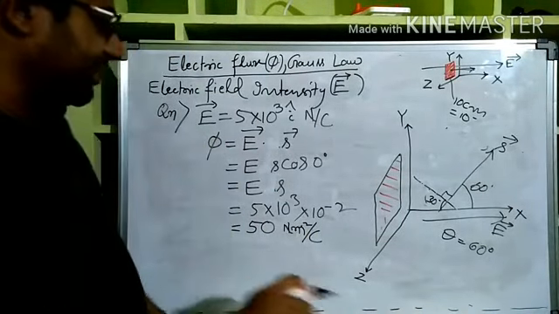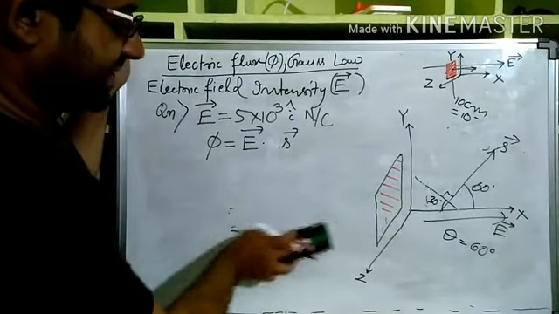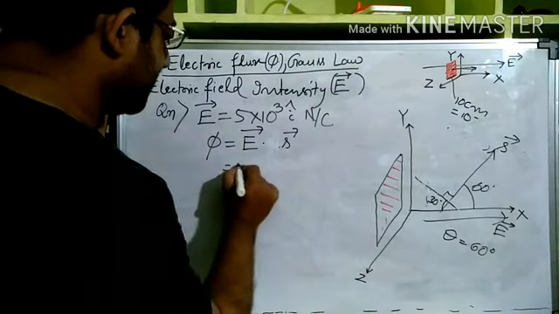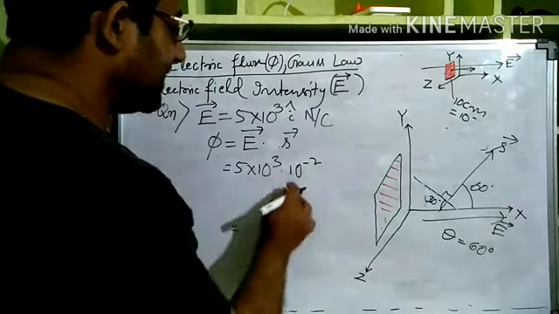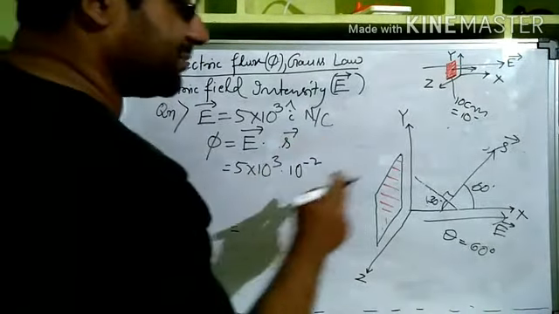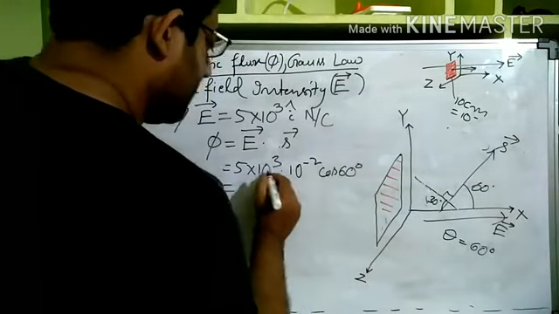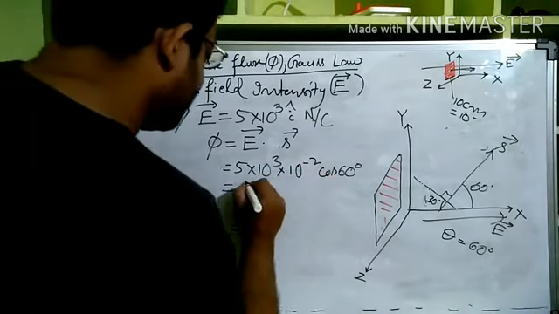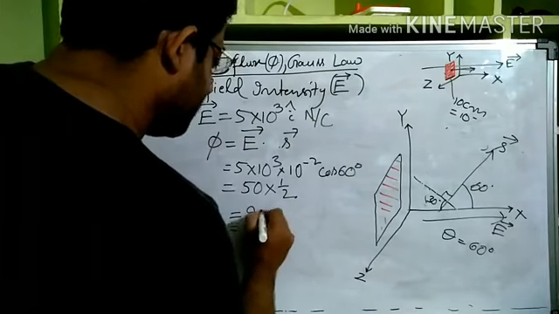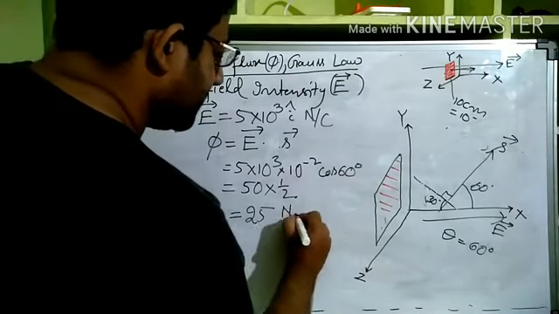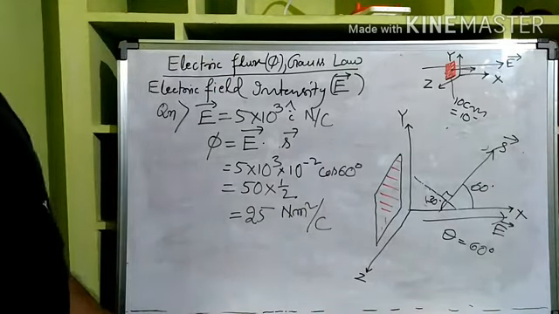And after that, again we will repeat the same process. Phi is equal to E dot S. Now E is the same number only, 5 into 10 cube, right? And E dot S is ES cos theta, but theta is now 60-degree. So cos 60-degree is equal to half. 50 multiplied by cos 60 is equal to half. So this is equal to 25, and the unit is Newton meter square per Coulomb. Is it clear to everybody?